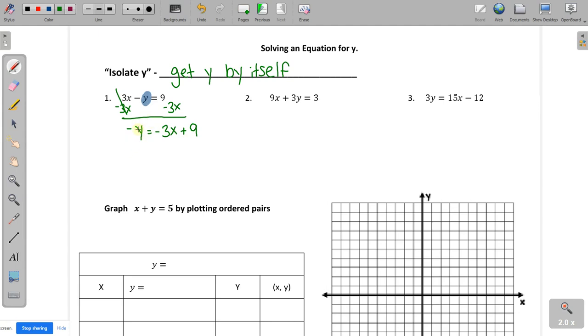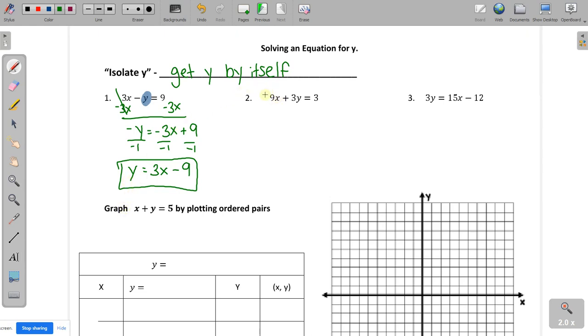Now y is by itself, but it has a negative. We need to get rid of the negative, so all we're going to do is divide everything by -1. And all that does is change all the negatives to a positive and all the positives to a negative. So it flips the sign. So we have y equals 3x minus 9. Now y is isolated by itself, so it's going to be a lot easier to graph lines this way.